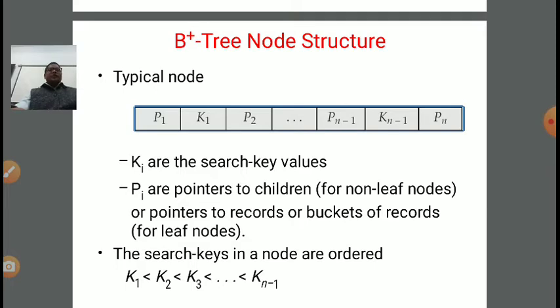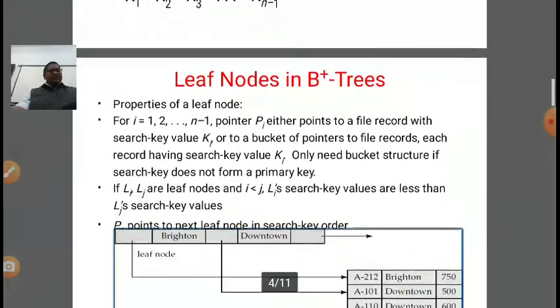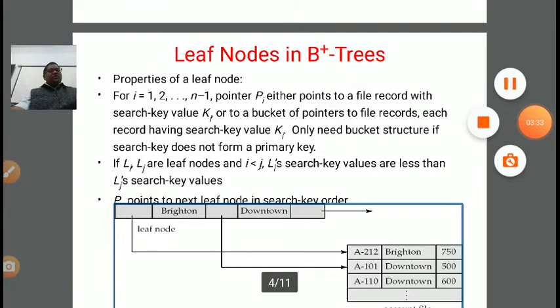So in this manner, a node structure of a B plus tree contains various P and various K. K values are up to n minus 1 and P values are n. For leaf nodes and non-leaf nodes, the pointer task is different. For a non-leaf node, pointers point towards child nodes, and for a leaf node, the pointers point to the actual data record or buckets of records. Next comes the leaf node.